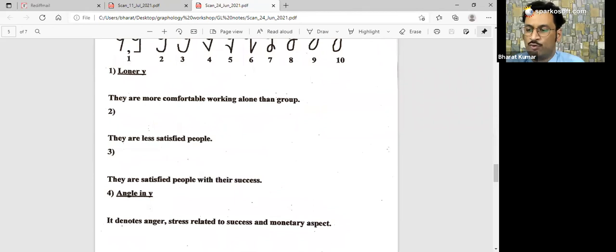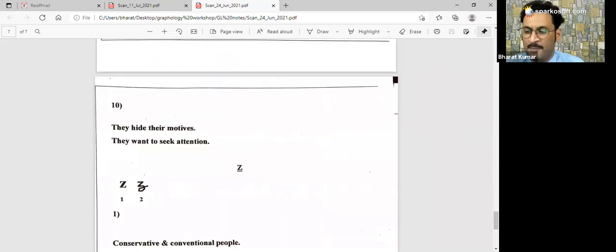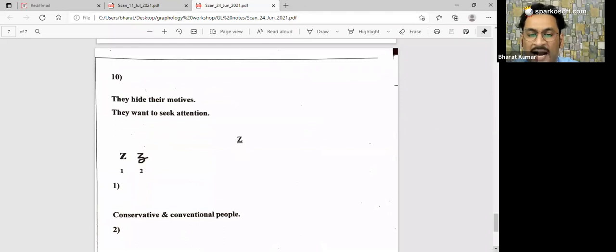We are talking about Y. Already we have studied Y, loner Y, etc. So we are not talking about Y now. Alphabet Z. How many of you are using type 1 or type 2 Z? If you are using type 1, you might be conservative and conventional. You might be conservative, a little old thinking, modern thinking is very less. If you have both traits, according to situation, sometimes you are having a modern thinking, sometimes you have your old thinking, conservative behavior.